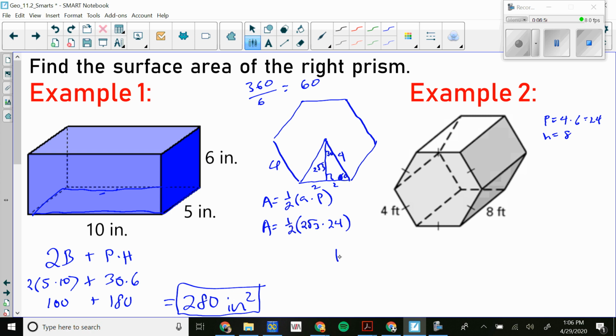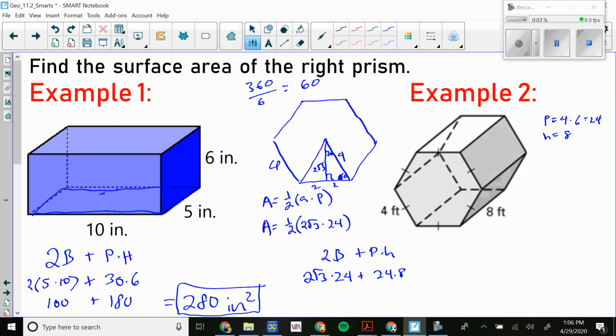If we have our formula, which is 2b plus the perimeter times the height, 2 times the area of one of our bases, well, 2 times 1/2, that's going to cancel. So we're just left with the inside 2 square roots of 3 times 24, plus the perimeter, which is also 24, times the height, 8. Okay, in the calculator, 2 square roots of 3 times 24. I'm going to round this a little bit.